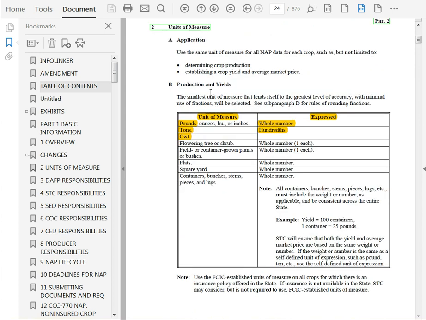This paragraph is going to show you which units of measure are accepted by the program and also tells you how those units are expressed, whether in whole numbers or in fractions. Pounds, for example, are identified as whole numbers, while tons and hundredweights are taken out 2 decimal points to the hundredths.